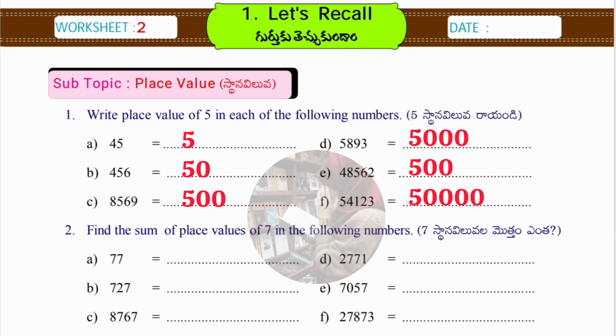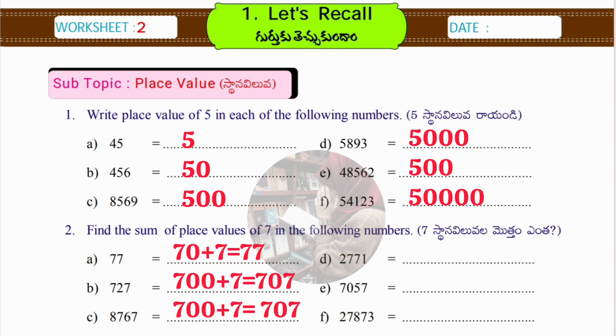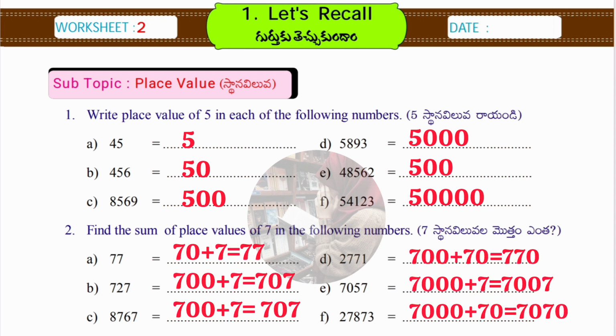Okay, so let's see the next worksheet, which is worksheet number 2. Here the topic is place value. Let's see the first Roman, which is write the place value of 5 in each of the following numbers. Here 6 numbers are given. In each number we have the digit 5. Now what we have to do? We have to write down the place value of 5 in that number, in which place the 5 is.